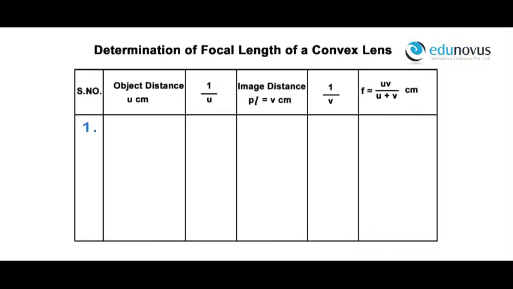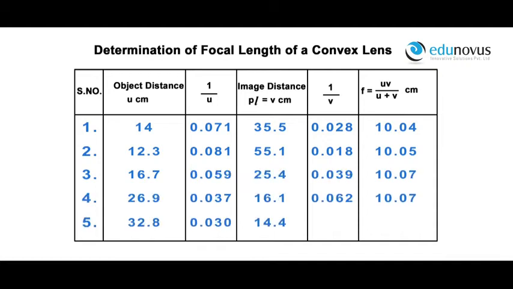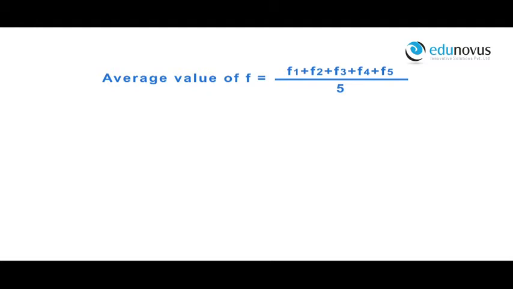For an object distance u of 14 centimeters, the value of 1 by u is 0.071. The image distance v is 35.5 centimeters. The value of 1 by v is 0.028 and its corresponding focal length is 10.04 centimeters. Similarly, the readings for different values of u are taken. Average value of f is equal to (f1 plus f2 plus f3 plus f4 plus f5) divided by 5, which is 10.04 centimeters.